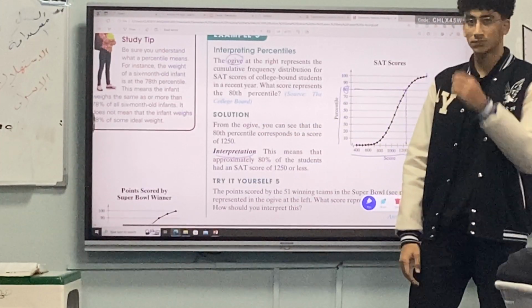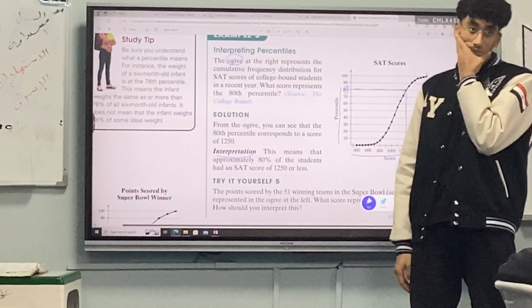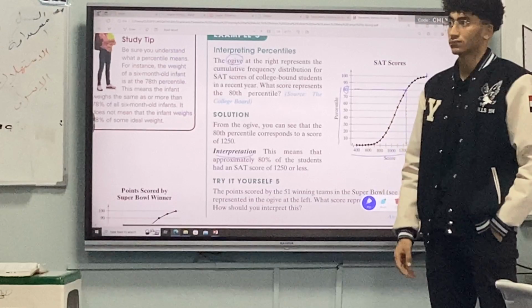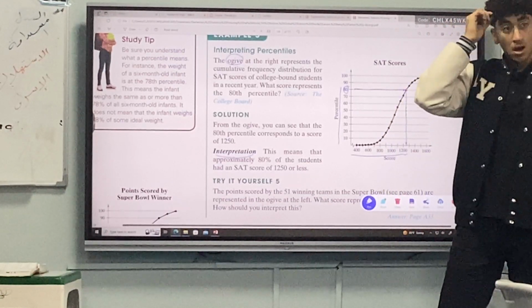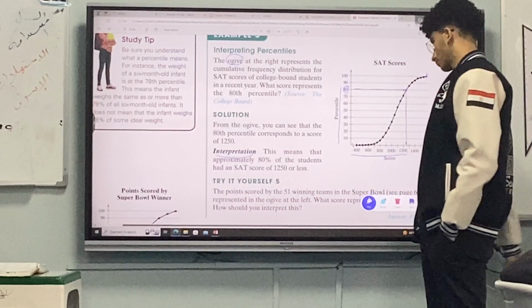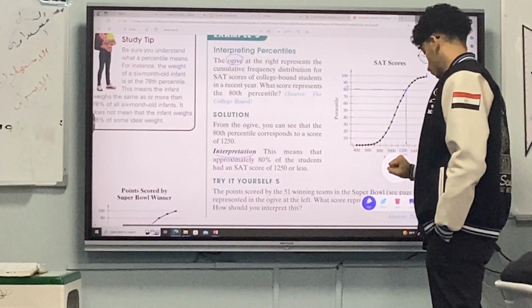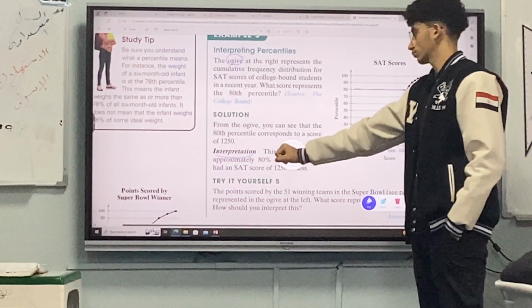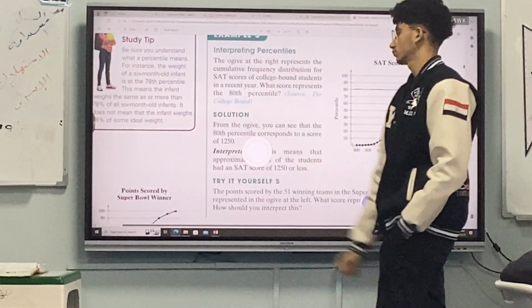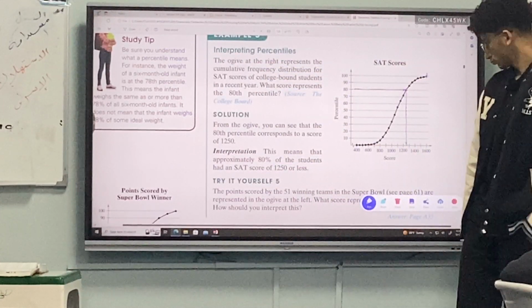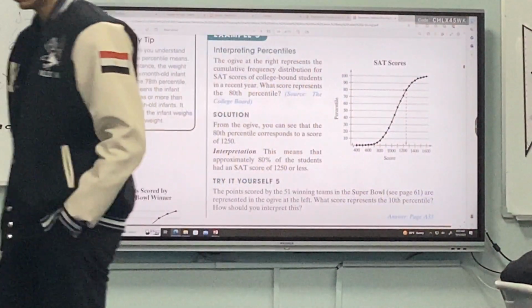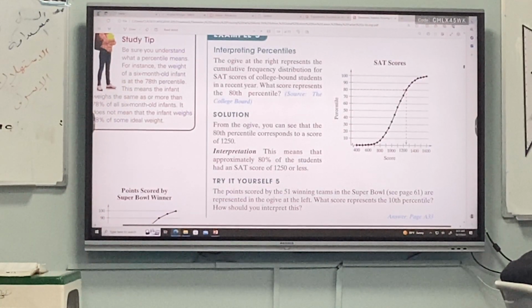Wait, let me see if I understand. So the frequency is the area under the graph. Any question? For the 80th percentile, it's okay. Yes or no? So the frequency is the area below the graph. That is what we can see, because the interpretation says that approximately 80% of the students had a score of 1025. So how can we say that? I don't get it. Because it's already given there.